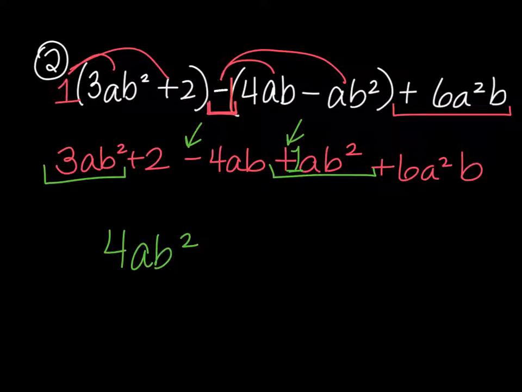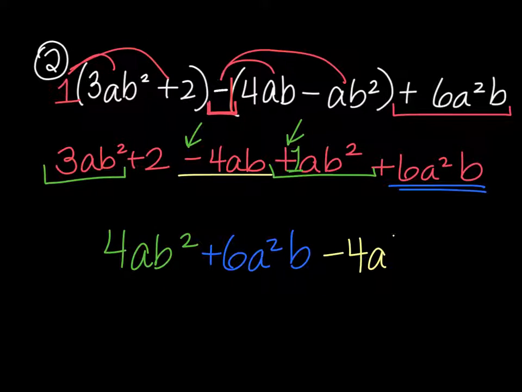I see another term out here that has a squared, and it doesn't have anything that can go with it. So I'm just going to copy it down, 6a squared b. I see another term that's got some variables. That's this negative 4ab in the middle, so minus 4ab. And then at the end, let's see, I've got this plus 2. It can't go with anything.